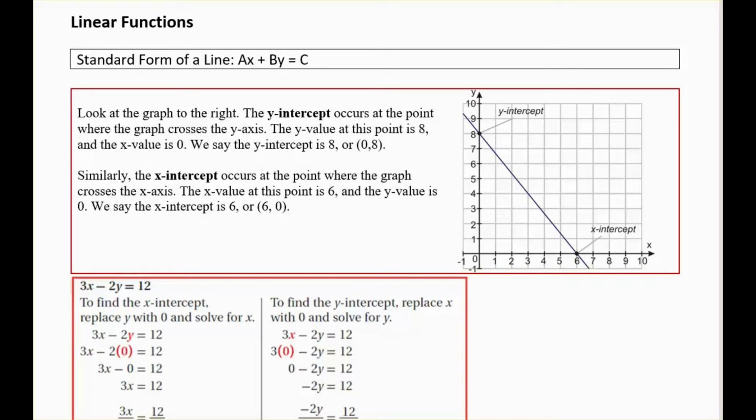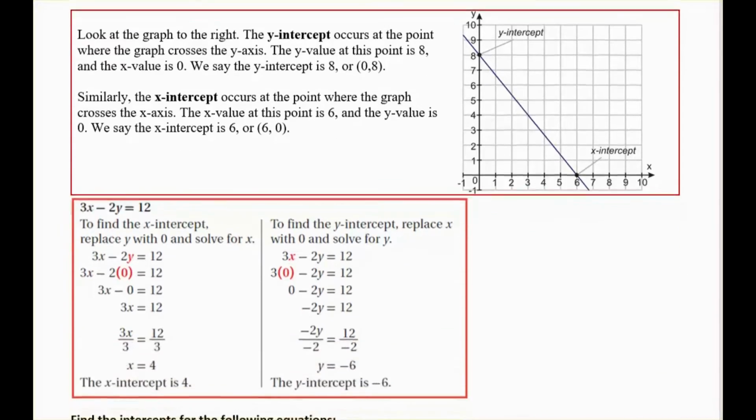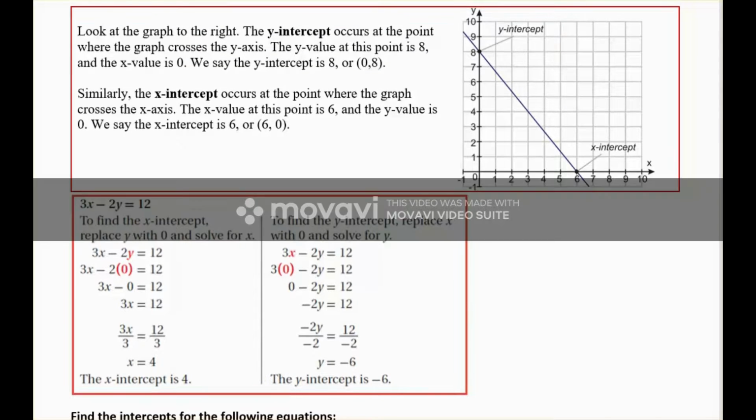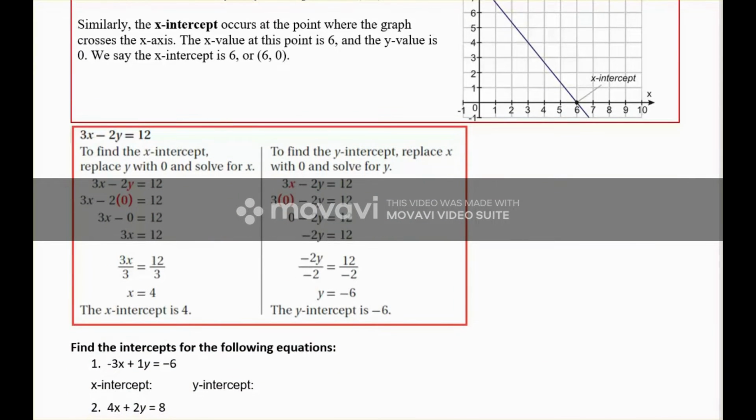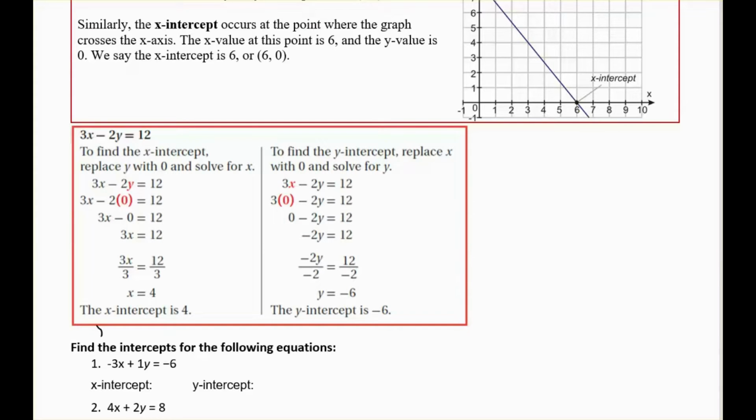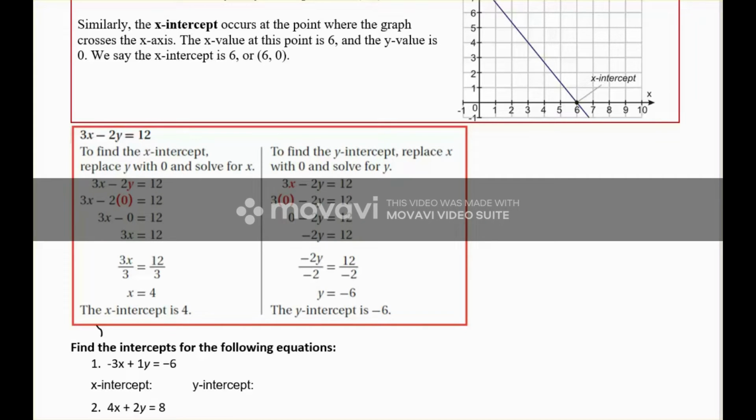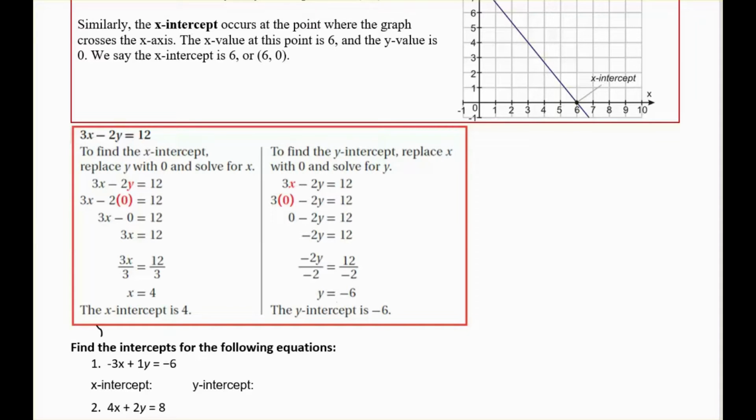We can find the x and y intercepts with algebra. We can find them with graphs as well, but it's easy to find them with algebra. All you do to find the x-intercept is to replace y with 0. So here we go, we replaced y with 0, and then we solve what we have left. So this simplifies to 3x equals 12. Divide both sides by 3, and the x-intercept is 4 for this line. And to find the y-intercept, you replace x with 0 and then simplify what's left. So negative 2y equals 12, and divide by negative 2, and we get y is negative 6.